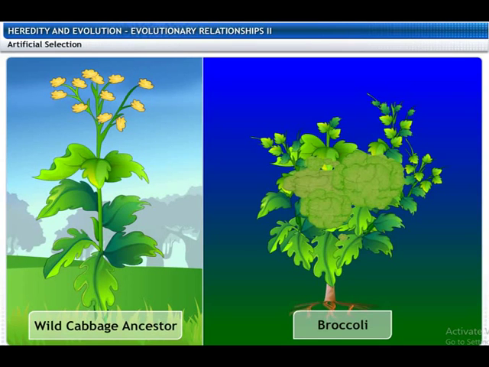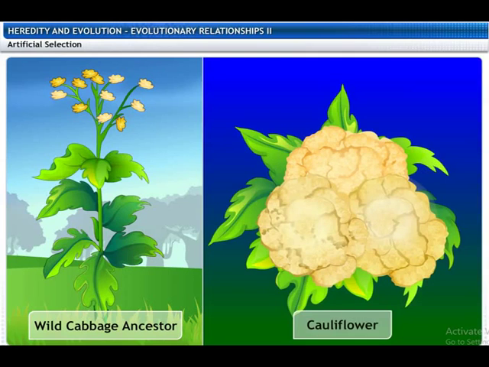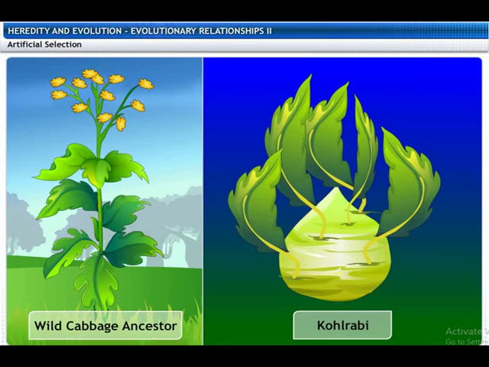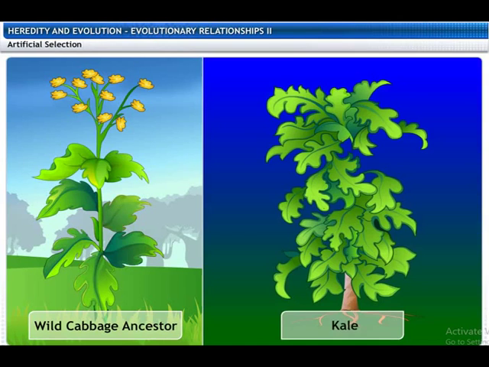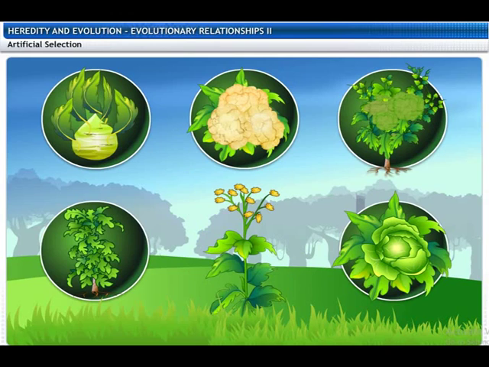Arrested flower development gave rise to a new vegetable, broccoli. Sterile flowers gave rise to the cauliflower. Swollen parts gave rise to kohlrabi. And larger leaves gave rise to a leafy vegetable, kale. These changes are observed due to changes in genes which accumulate over a period of time.